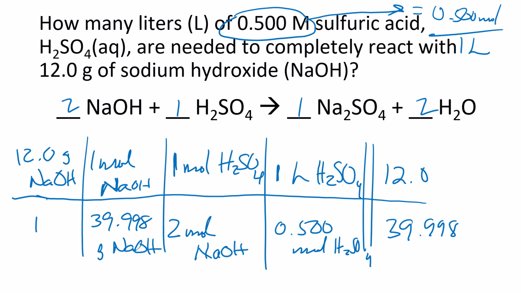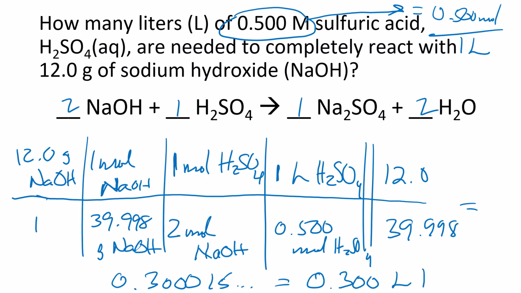But you need to take into consideration your sig figs. So 0.30015, 3 sig figs, becomes 0.300 liters of H2SO4.